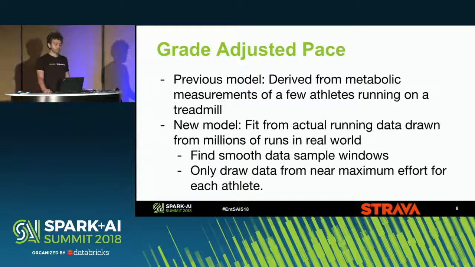The common model that we used to use for grade adjusted pace was derived from a laboratory study of around 20 athletes running on a treadmill. And for the new model, I just fit it from actual running data where we have access to literally millions of runners and hundreds of millions of runs. So we can do a lot of filtering to find really smooth data and a really well-sampled distribution of data at different gradients. And then also filter to draw data only when we know athletes are running at near their maximum effort, for example, in a race.